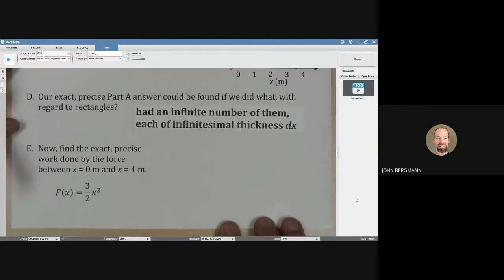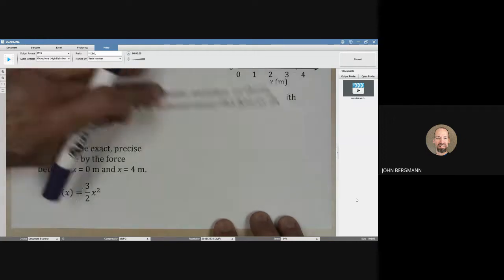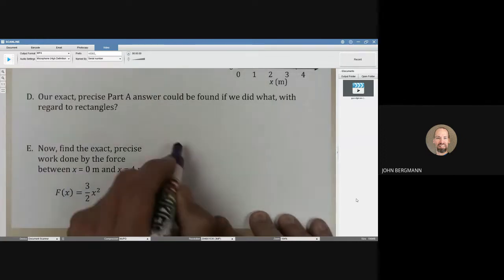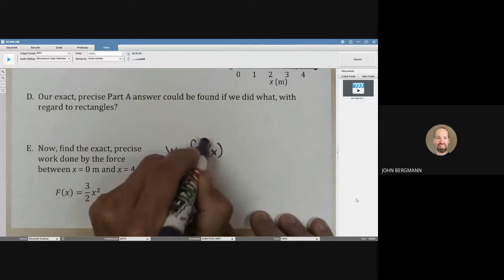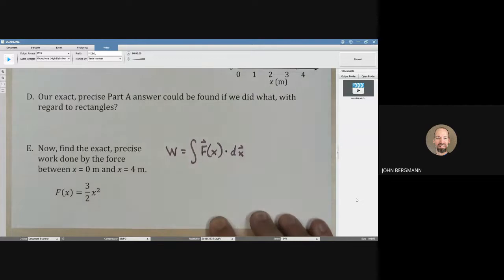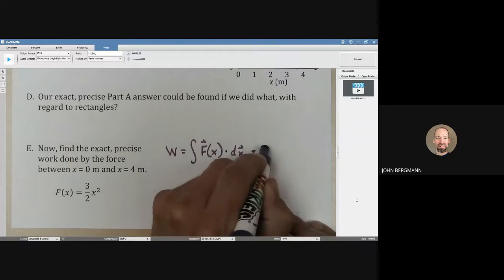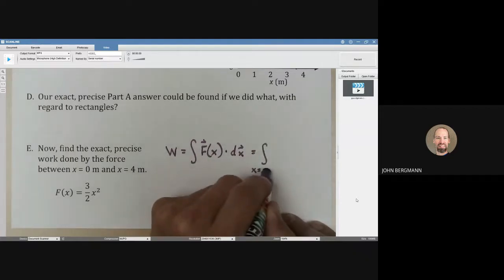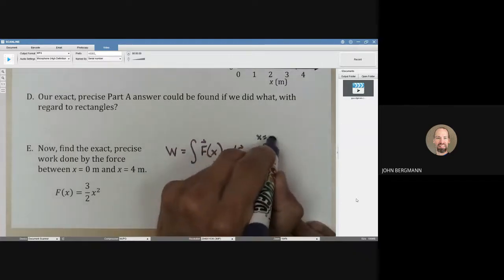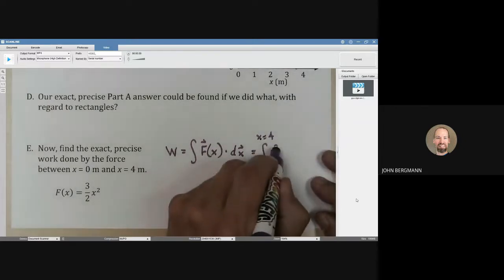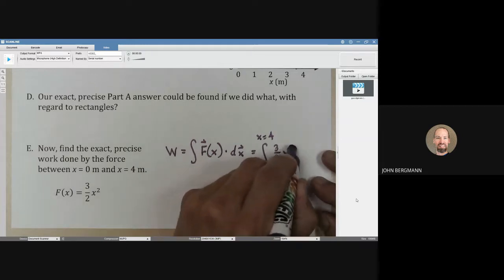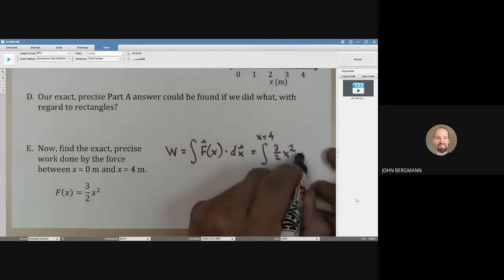We're going to find the exact precise work done by the force between x equals 0 meters and x equals 4 meters. So here we go. The work that's going to be done is going to be, shall I write out the basic equation first? How's that? That's the definition of work. Now let's put in what we have. Our limits of integration in this case are from 0 to 4. The function that goes along with the force is 3/2 x squared, and then we have to put our dx in.